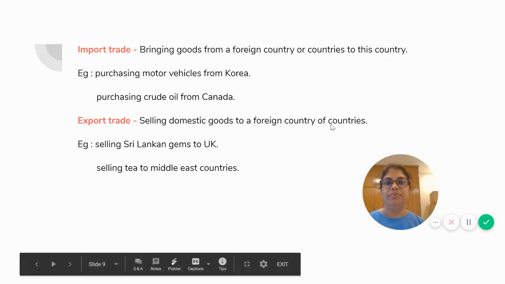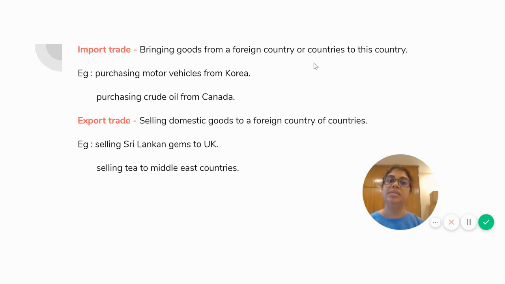So the definition of import trade is bringing goods from a foreign country or countries to this country. Bringing goods and services, it can be considered as services as well. That means, if we are in Sri Lanka, we will be bringing goods from other countries like India, China, USA, Canada, Korea, Japan to our country. That will be known as import trade. We are importing goods and services.